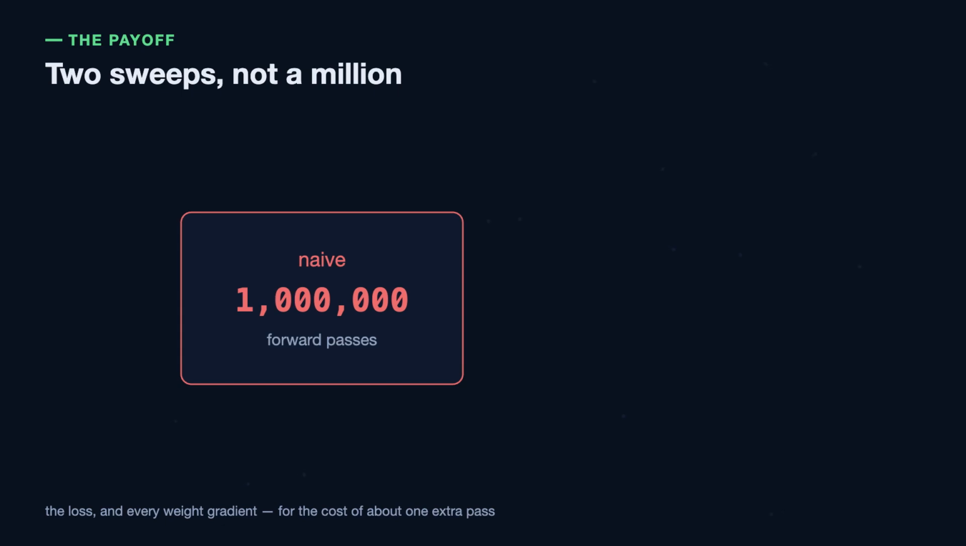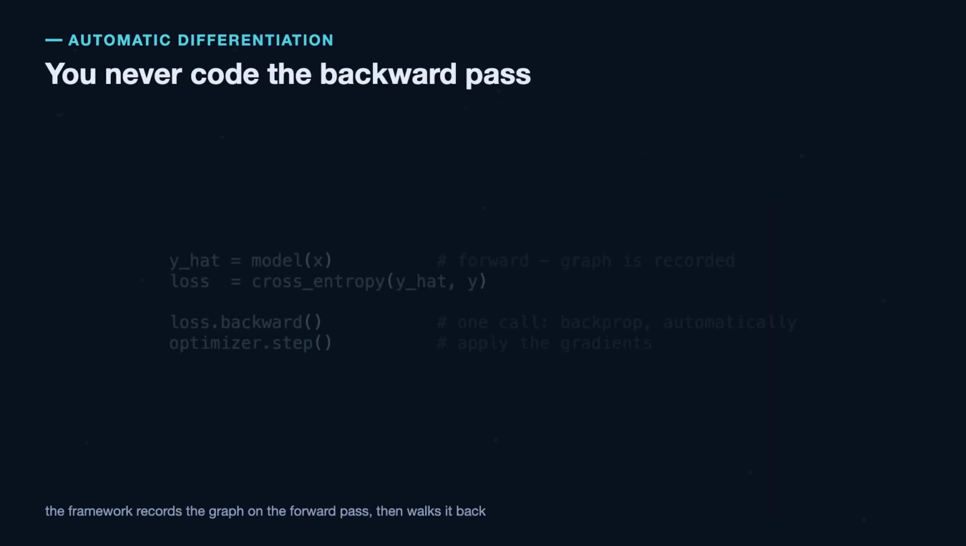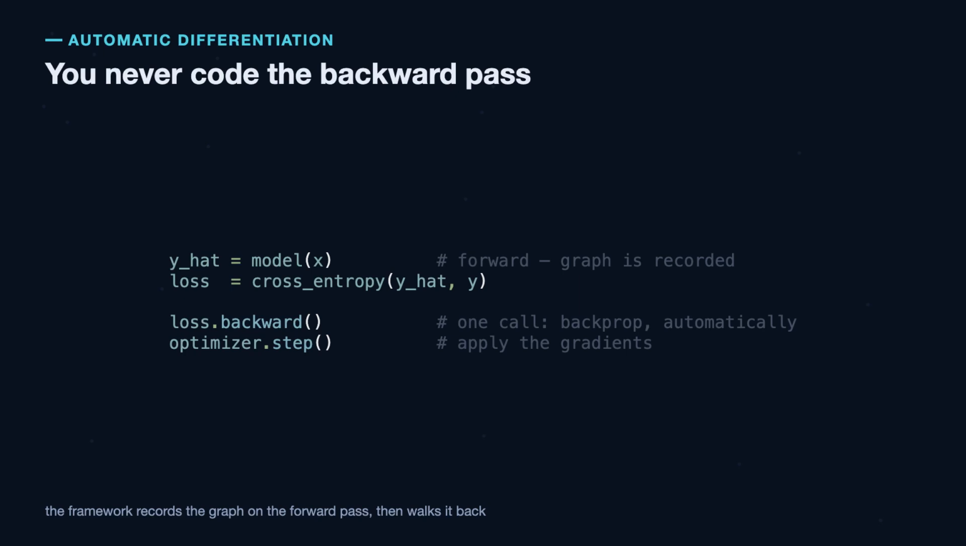So in just 2 sweeps, one forward and one backward, we obtain the loss and the gradient for every single weight in the network. The problem that looked impossible, that looked like 1,000,000 forward passes, collapses into 2. That is the magic. In practice, you will never write these derivatives by hand.